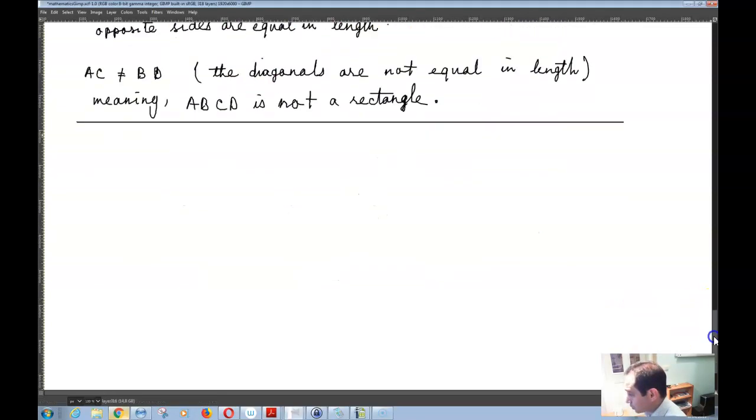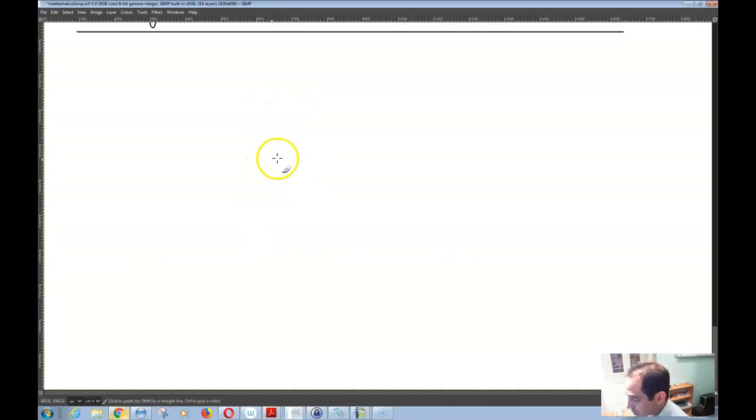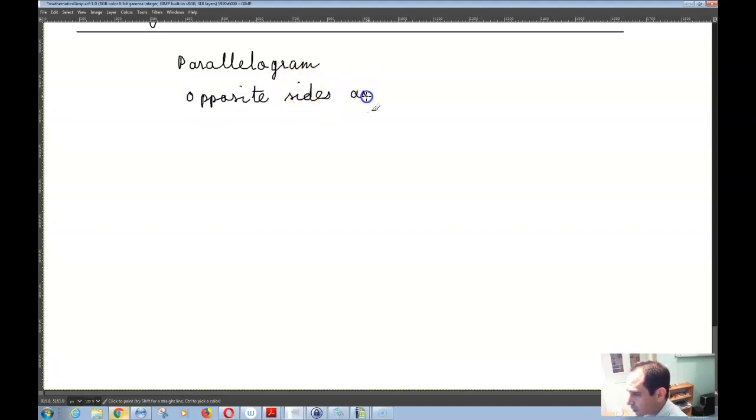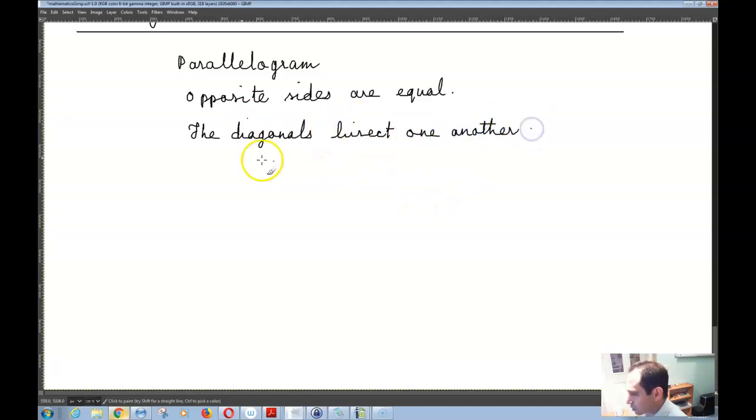So basically, again, I repeat this, because this will be repeated in other exercises all throughout these books. These are the famous things about these geometric shapes that usually appear in these exercises. So in the case of a parallelogram, the opposite sides are equal in length. And also the diagonals bisect one another.